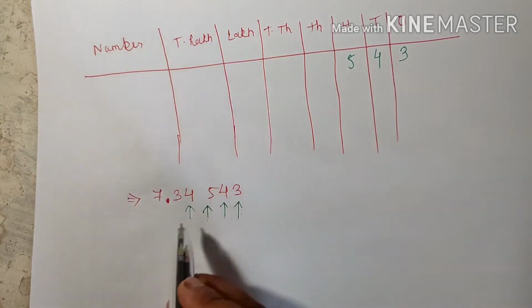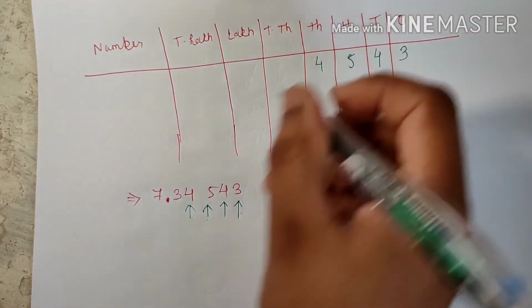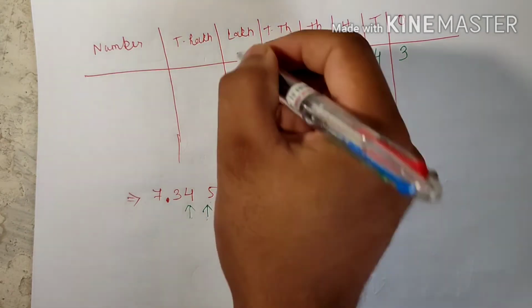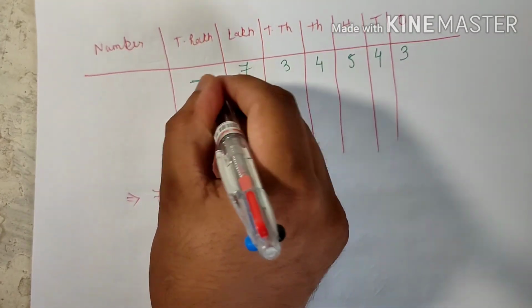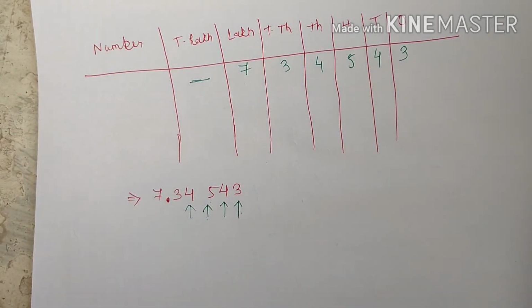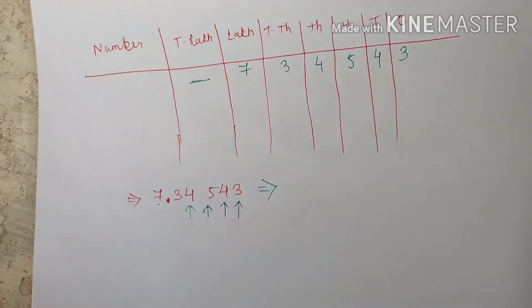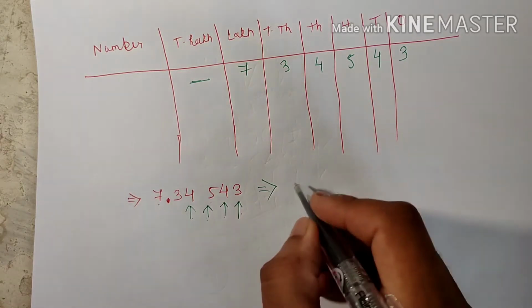So this 4 will be in the 1000 place. What about this 3? In the 10,000 place. And this 7 will be in the lakh place. We don't have 10 lakh, so we'll just leave it empty. So if you are told to write this number in words, how will you write? That means you see this 7 is in the lakh place, so you can say 7,34,543. You can write it yourself.